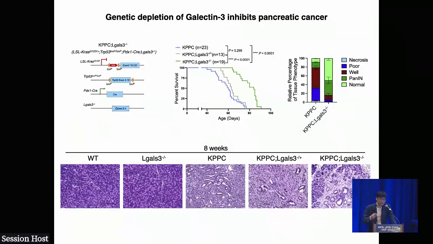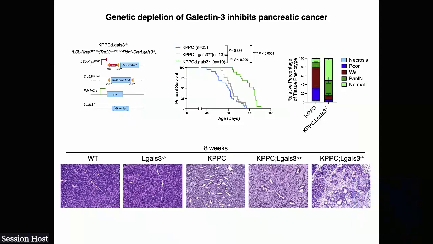So that's why we crossed the KPC mice with the galectin-3 whole body knockout from JAX. We used the whole body knockout mouse because, as I showed earlier, this protein is highly expressed by both myeloid cells, macrophages, and the cancer cells, so we wanted to delete all of them. And then we realized that the knockout of galectin-3 can significantly inhibit tumor progression.